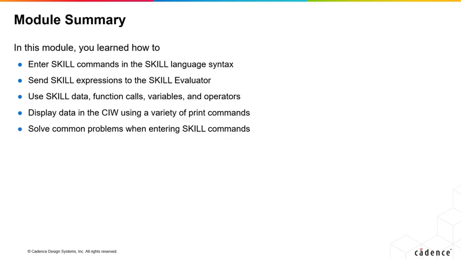So in summary, in this module, you learned how to enter skill commands using the skill language syntax. We looked at how to send skill expressions to the skill evaluator from a variety of inputs. We also looked at skill data, function calls, variables, and operators. Then we looked at how to display data in the CIW using a variety of print commands. And then finally, we looked at how to solve some common problems you may encounter when entering skill commands.